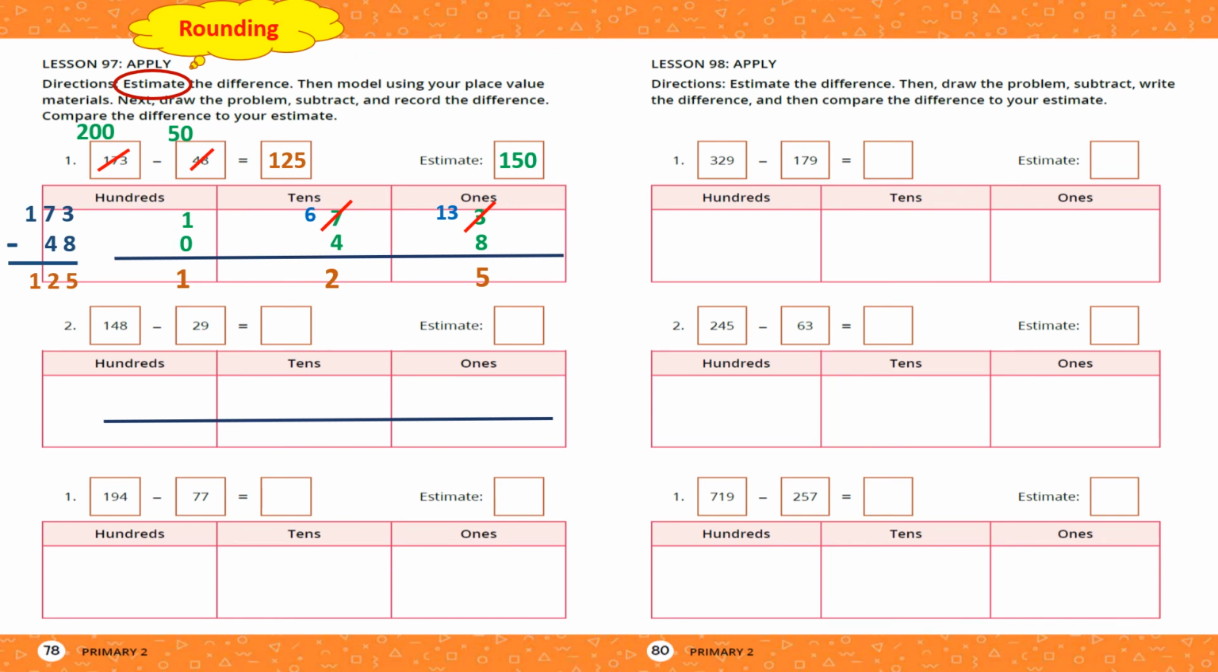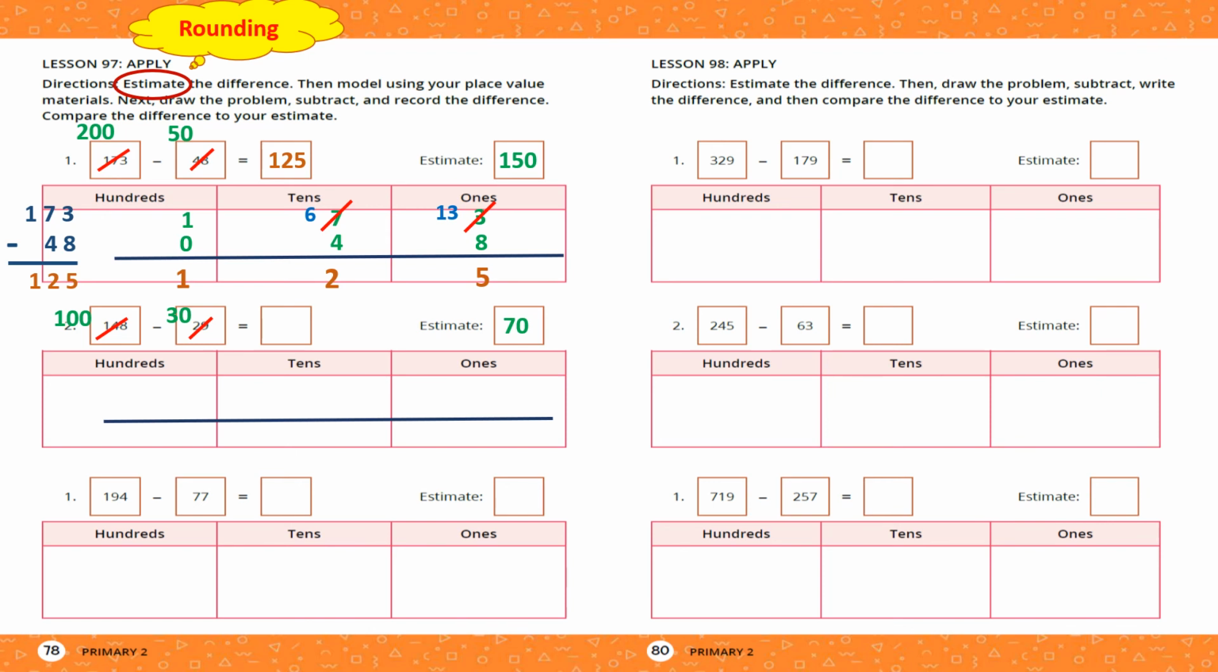Question number 2, 148 minus 29. Estimate 148 using rounding. It will be 100. 29 using rounding becomes 30. Now 100 minus 30 equals what? Equals 270. This is the estimated result. The estimated result equals 270.